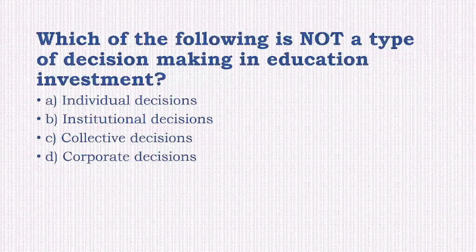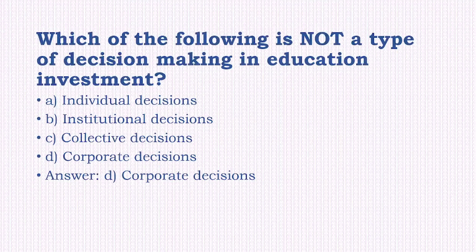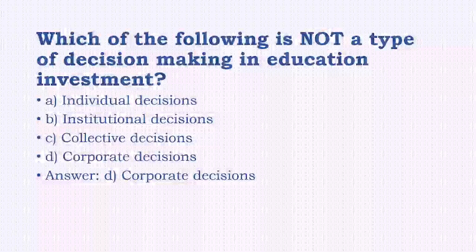Next, which of the following is not a type of decision making in education or investment? Options: individual decision, institutional decisions, collective decisions, corporate decisions. Answer of this question is option D, that is corporate decision.